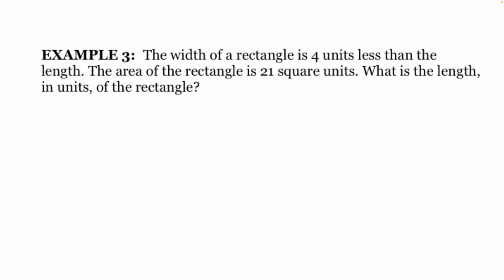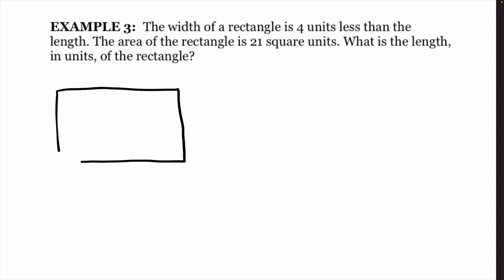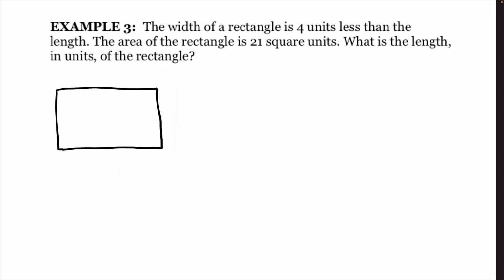All right, so let's look at number 3. The width of a rectangle is 4 units less than the length. So we have a rectangle, but they don't give us a picture. So the first thing you're going to do, if they don't give you a picture, draw a picture. I'm telling you right now, it'll help. Make math visual. The more you can make math visual, the easier it is for yourself. So we know we have a rectangle.